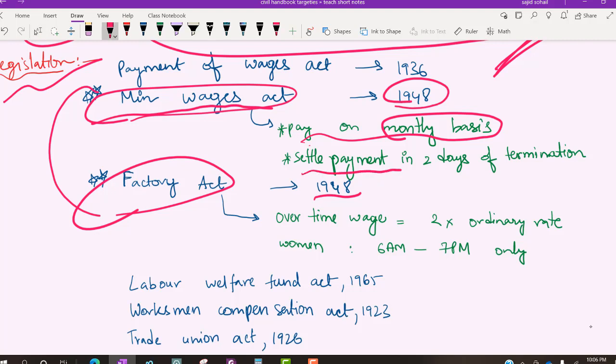And settlement, if someone is terminated, आप किसी नौकर को नौकरी से निकालते हो, you have to settle his payment within how many days? 2 days. So which act gives them this power? Labor को कौन सा act power देता है इसका? 1948 में आया था Minimum Wages Act, and it gives them this right.